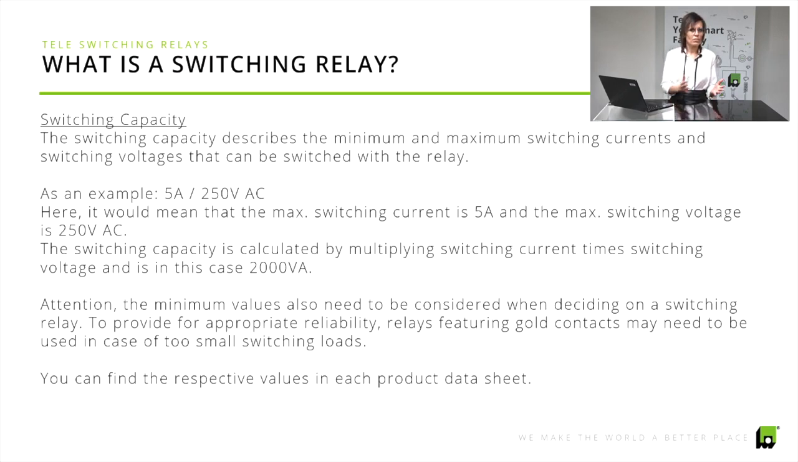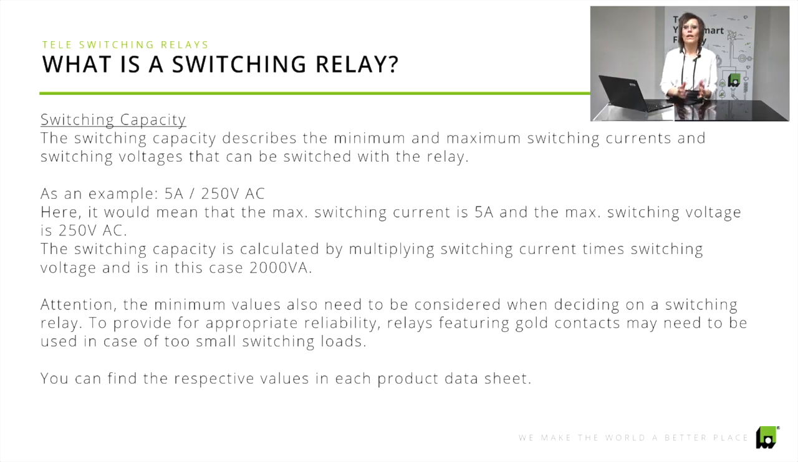What does it mean for the switching capacity? It's quite simple. The switching current must be multiplied by the switching voltage. In our case, 5 amp times 250 volt, which equals 1250 VA. Attention! You have to keep one thing in mind. You cannot always consider these maximum specifications only, but also the minimum specifications. Because if you want to ensure reliability, it may be the case that if you want to switch very small loads, you will have to use relays with gold contacts instead of standard contacts.